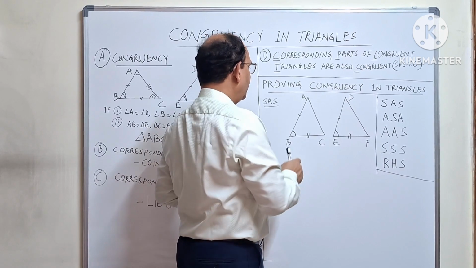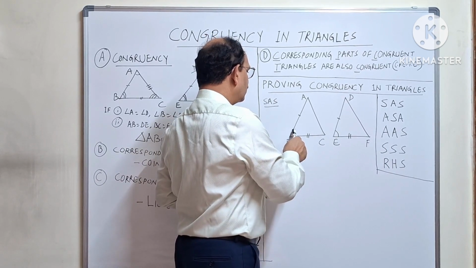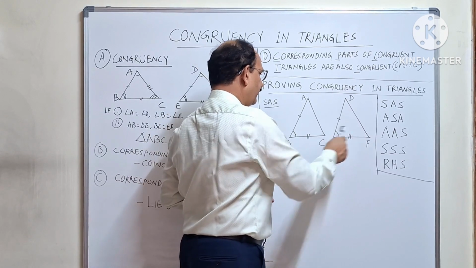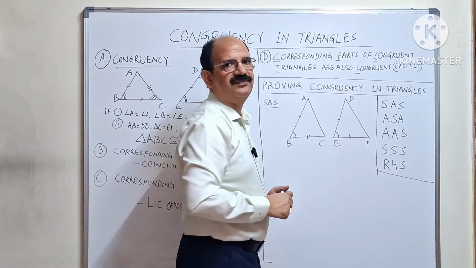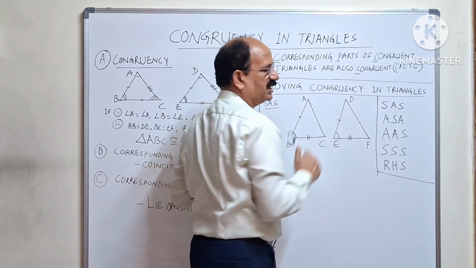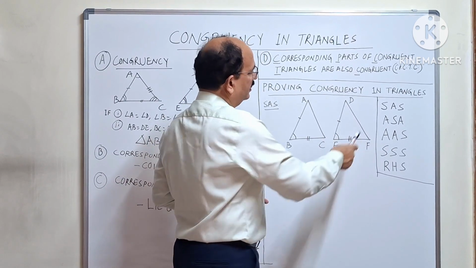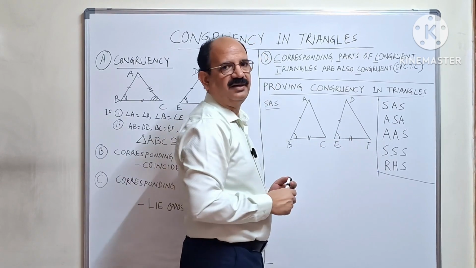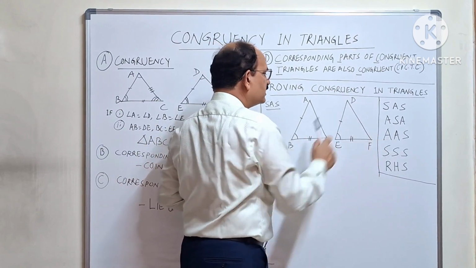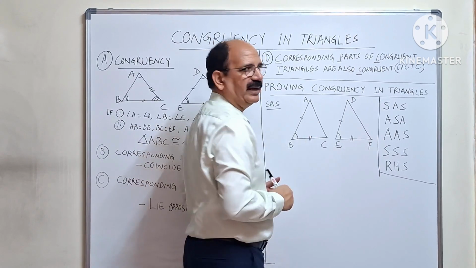For example, if you are able to prove that this angle is equal to this angle, C is equal to F, and BC equal to EF, then also you will be able to prove congruency. That is the ASA method. Likewise, the AAS method is that you prove two angles equal in the corresponding two triangles.